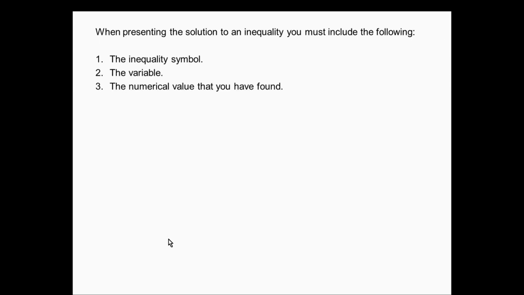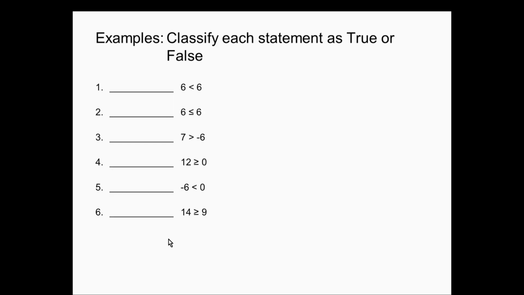When presenting the solution to an inequality, you must include the following. Number 1, the inequality symbol, and don't accidentally change it to an equals. Number 2, the variable. And lastly, the numerical value that you have found. You have to include all those things when presenting the solution to an inequality. If you don't want to do it this way, the alternative is to use interval notation. Oftentimes the directions will actually tell you to use interval notation.